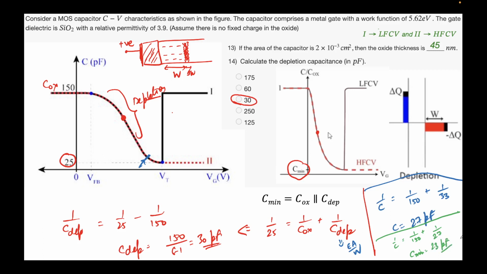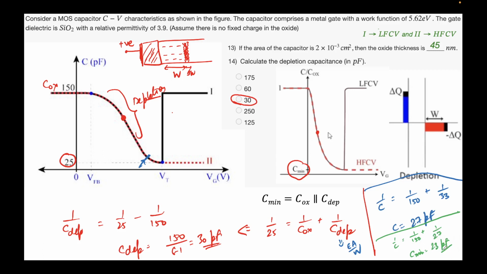Another key thing that you should note is that C minimum is primarily being determined by the depletion capacitance, not by the oxide capacitance, right? Because you see, in the case given in the problem, the C minimum was 25 picofarads, and C depletion was 30 picofarads. In my hyped up case, the green case that you're seeing, when C depletion was 27 picofarads, you see C minimum was 23 picofarads.